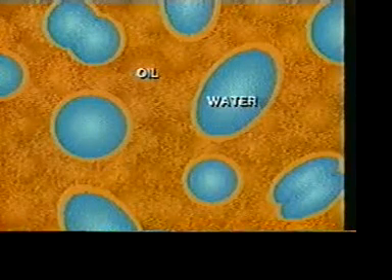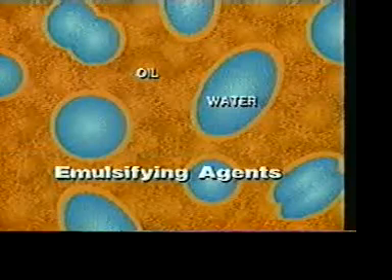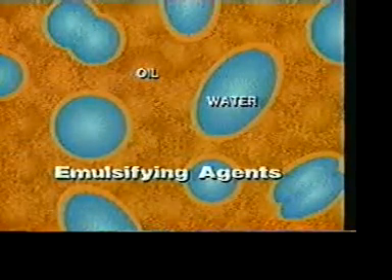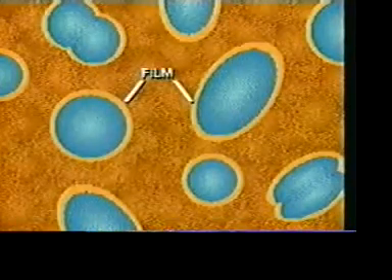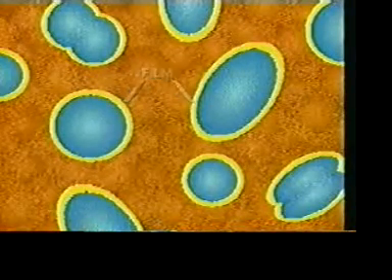Emulsions are difficult to break because of emulsifying agents. Emulsifying agents are substances that promote the formation and stability of emulsions. By collecting on the surface of water droplets, emulsifying agents form a tough film which keeps the droplets from combining, or coalescing, to form larger droplets, which will settle out by gravity.